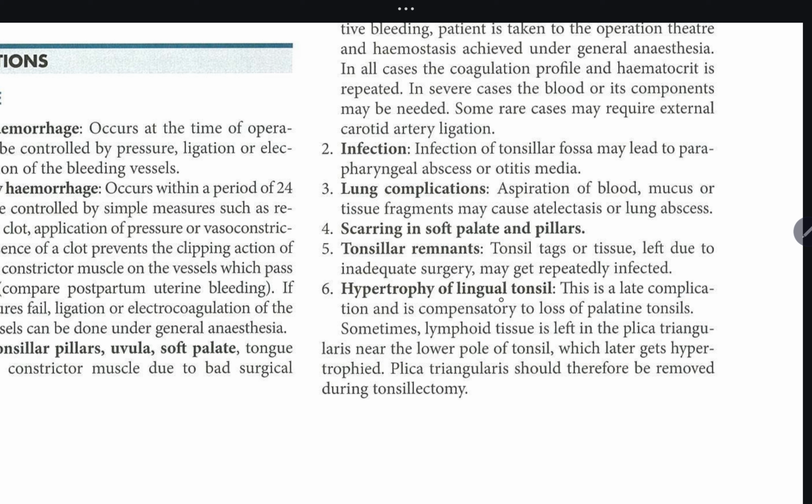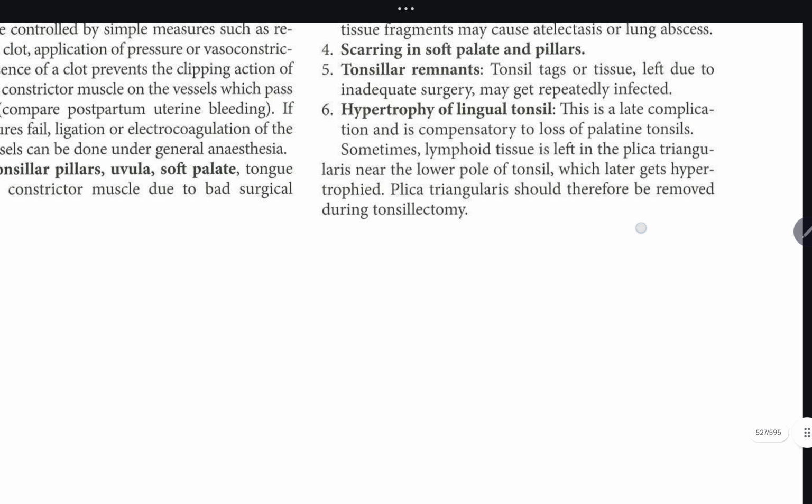6. Hypertrophy of lingual tonsils. This is a late complication and is compensatory to the loss of palatine tonsil. Sometimes lymphoid tissue is left in the plica triangularis near the lower pole of tonsil, which later gets hypertrophied. Plica triangularis should therefore be removed during tonsillectomy.